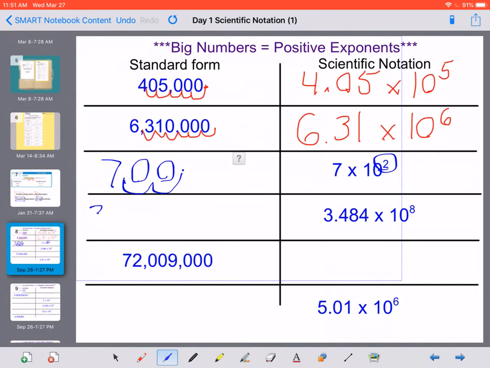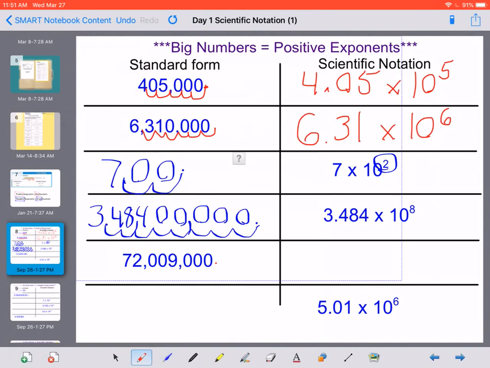Here we have 3.484 times 10 to the eighth. So I'm going to go back 8 spaces. 1, 2, 3, 4, 5, 6, 7, 8 spaces. And I'm going to fill the empty spaces with zeros. Now, if I put our commas in, we have a big number, 348,400,000.